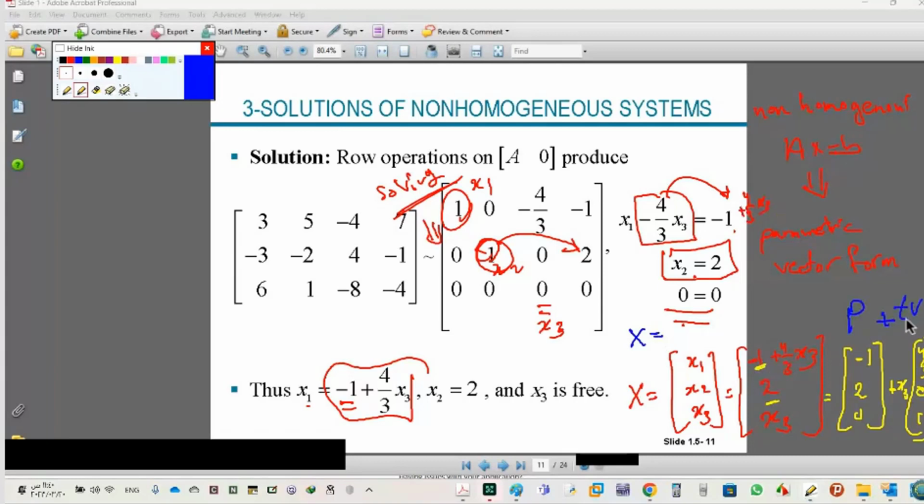So the answer for parametric vector form is x equals p plus tv, where t is the free variable and v is a vector. So we have here an extra part. If I compare this one with the previous one, in the previous one we don't have p, we just have the free variable.